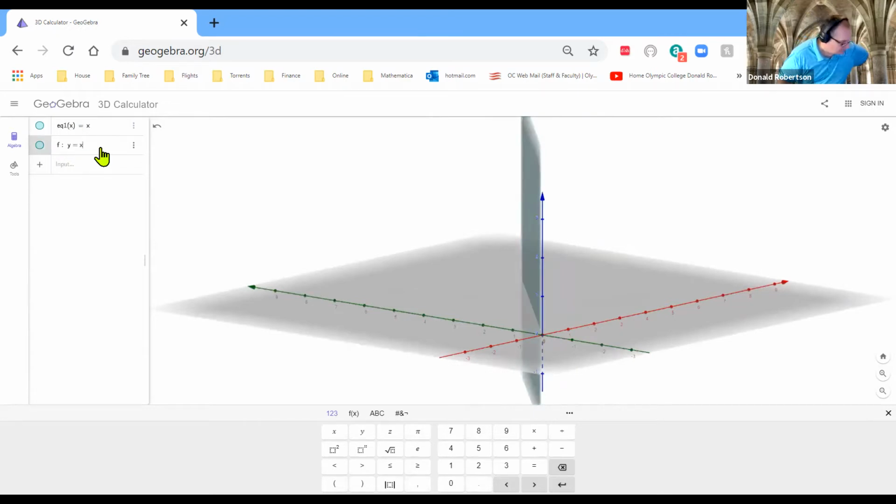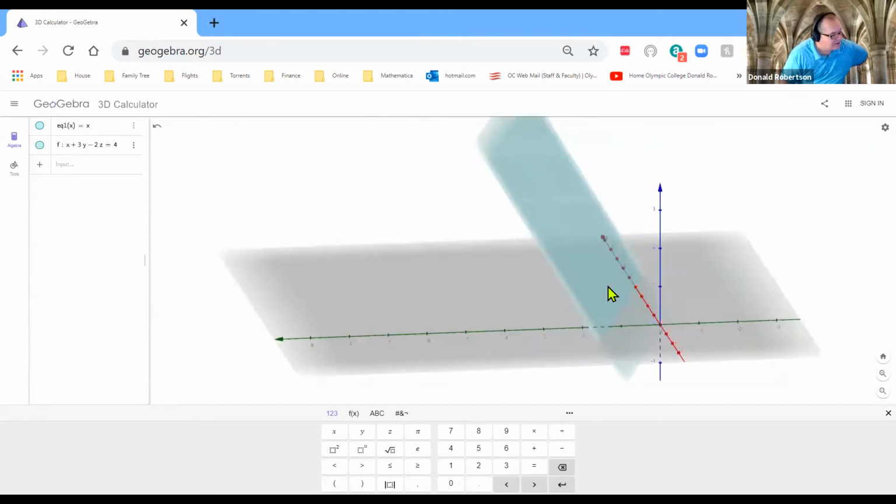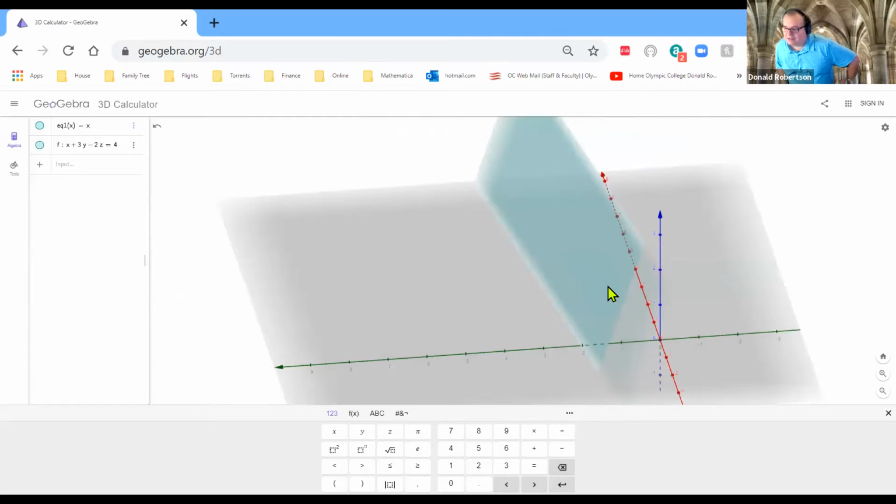Now, what does x plus 3y minus 2z look like? Well, if you put them equal to a number, fingers crossed this will work. Yes. You get a sloping plane. We call all those different linear combinations of x, y, and z planes. A plane is just a flat piece of paper that goes on for eternity, right? And that's orientated in a particular way.